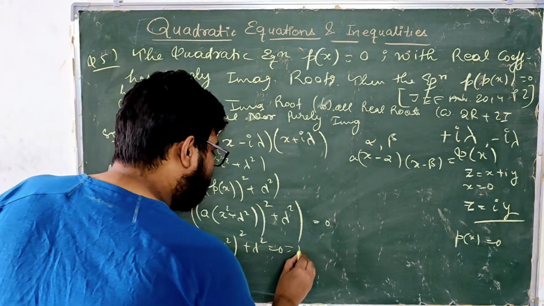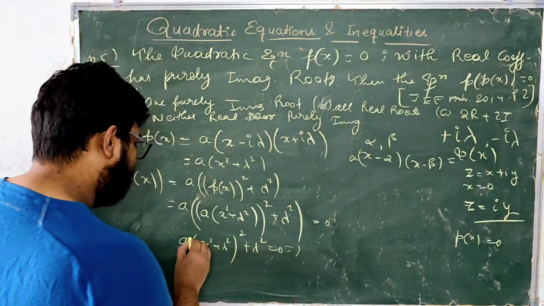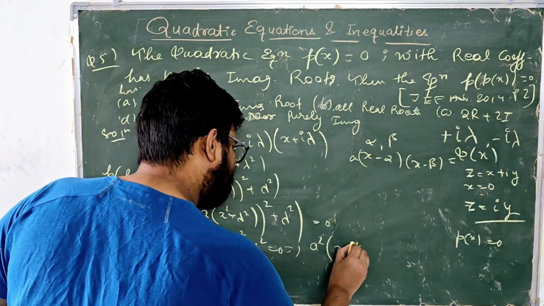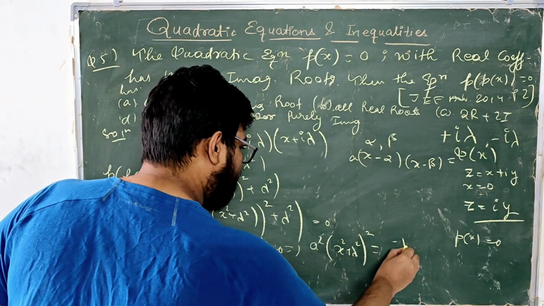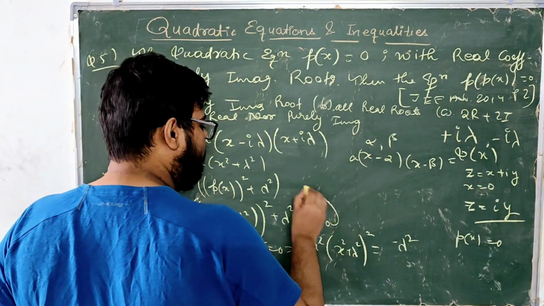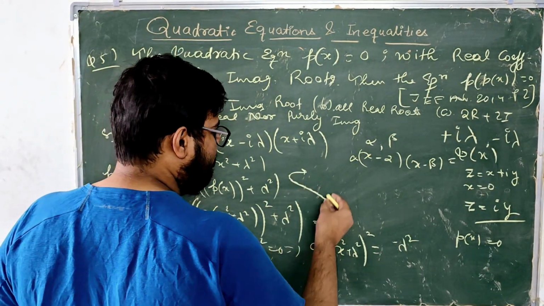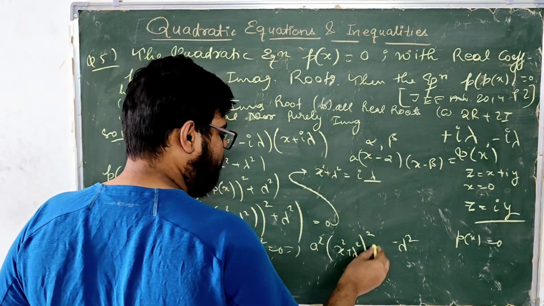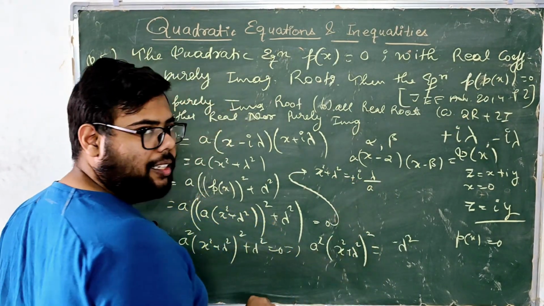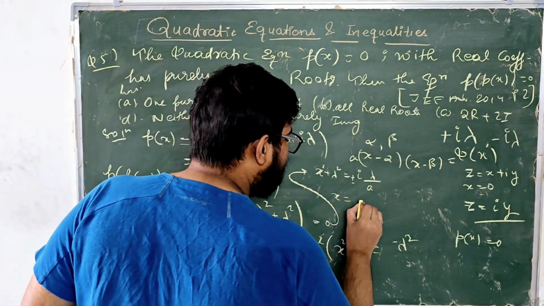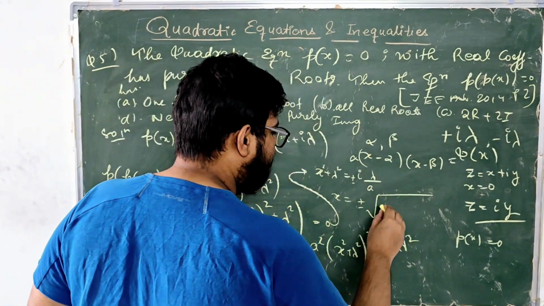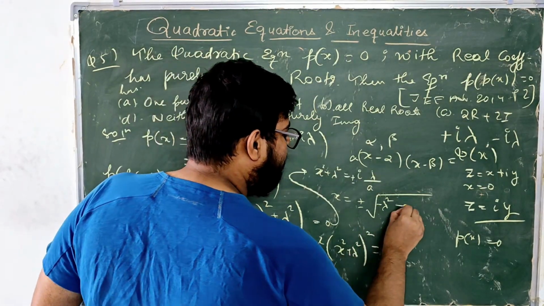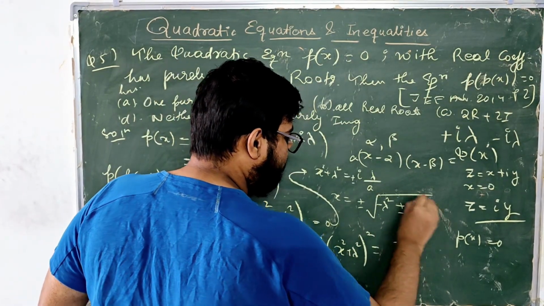0. So from here you get, a square times (x square plus lambda square) whole square is equal to negative lambda square. So from here you will get x square plus lambda square is plus minus i lambda by a. So you will have x is equal to plus minus square root of negative lambda square plus minus i lambda by a.